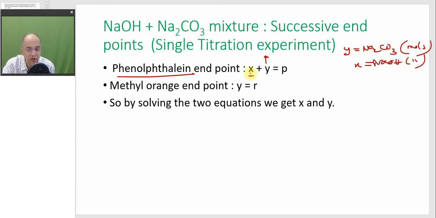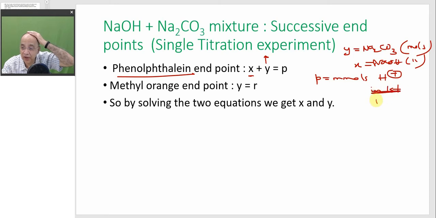So all sodium hydroxide, and not all sodium carbonate, it is half neutralized, it is not fully neutralized. All sodium hydroxide will vanish, 1:1, and sodium bicarbonate is also 1. So X, Y. Here it is Y. So X plus Y is P. P is the number of millimoles of HCl or H plus ion consumed in the phenolphthalein endpoint, right?